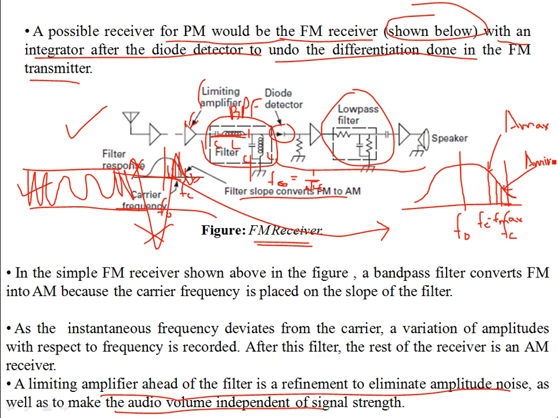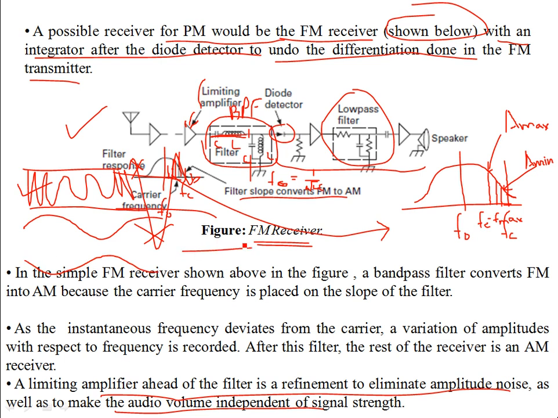So at each frequency deviation from FC, you have a different amplitude. Each frequency is getting a different gain from the slope of the filter, so you won't have a constant amplitude. If this is the highest frequency, you will have the maximum deviation, so a maximum signal comes over here. Then a minimum signal comes, then a maximum signal comes here. So that's how you convert an FM into an AM.